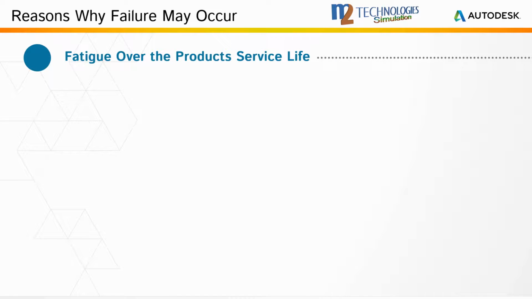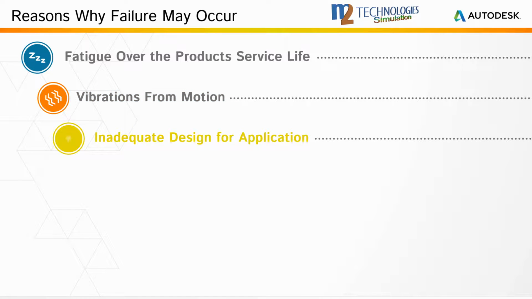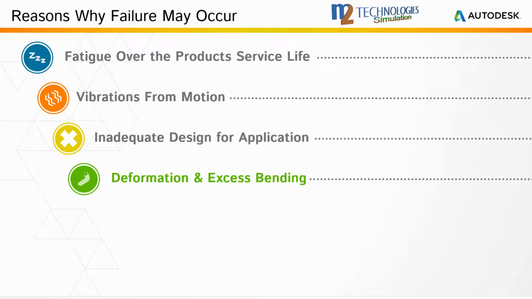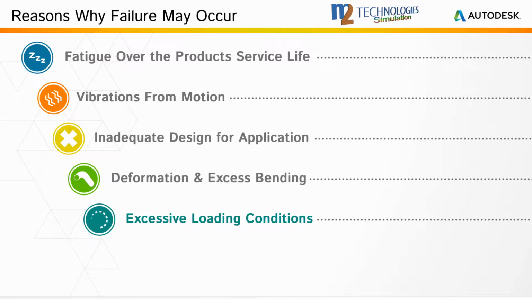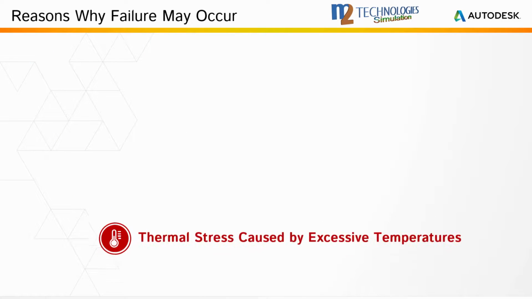There are several common reasons why machine failure occurs. Parts can fatigue over the product service life, vibration from normal operation, often caused by motion, inadequate designs for the application, deformation and excess bending of components, generating or applying excessive loading to components, and during operation, the machine can be exposed to extreme temperatures, causing component failure. This is our focus today.